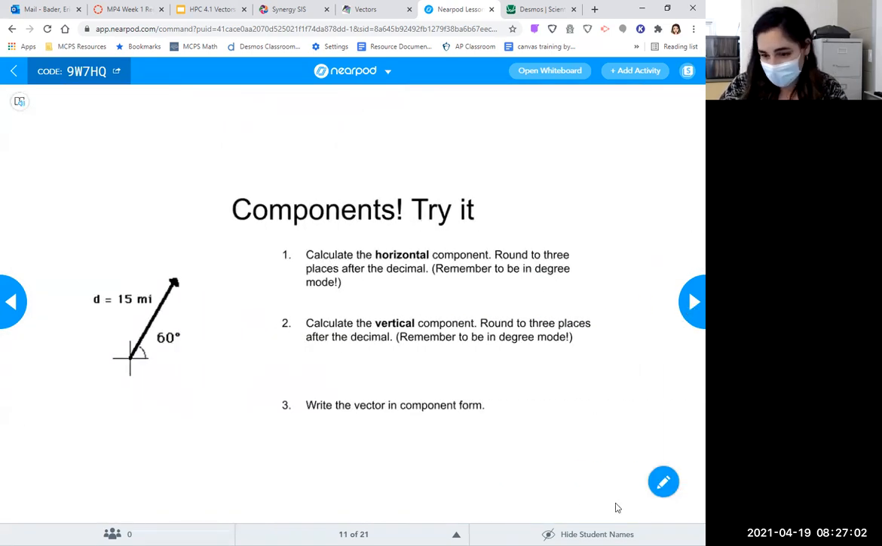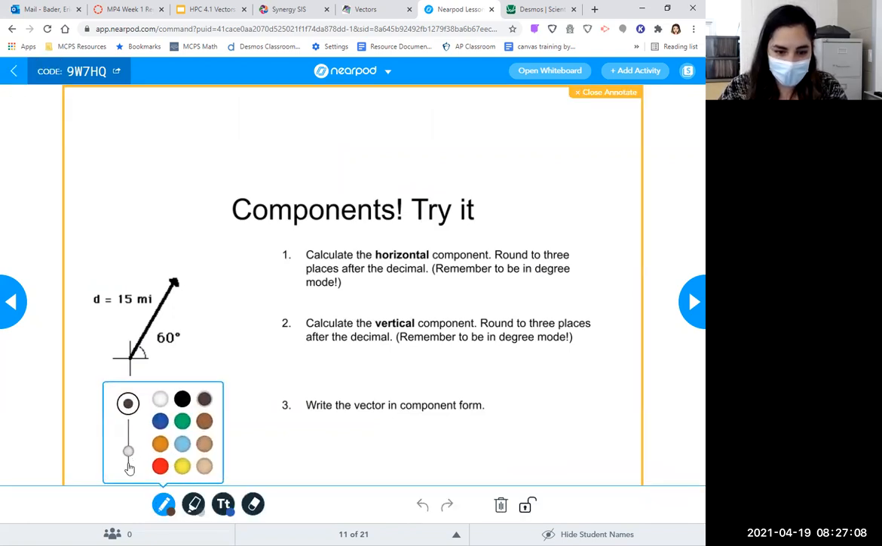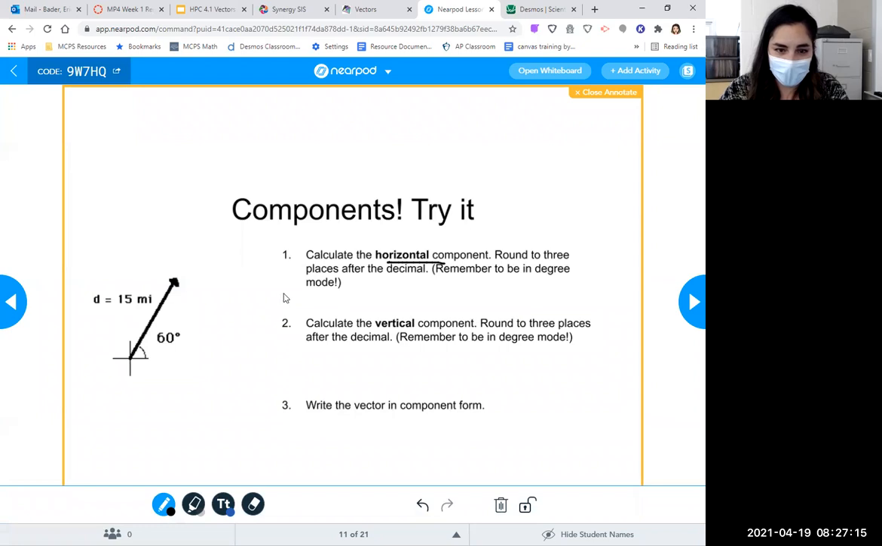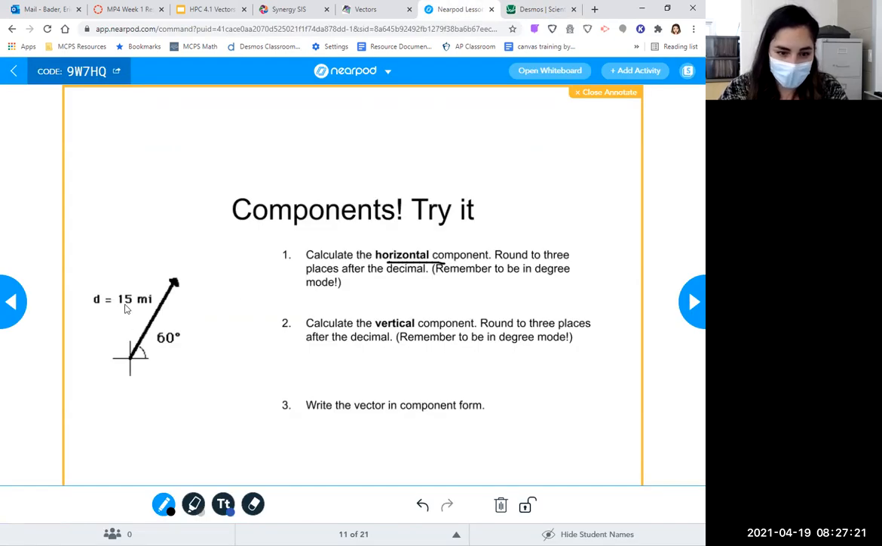All right, now you can try it. Go ahead and pause the video, give it a whirl. Okay, so hopefully you've tried it. So you want to make sure that you're in degree mode when you do this. So if you're using, let's say, the Desmos Scientific Calculator, you want to make sure you're in degree mode.